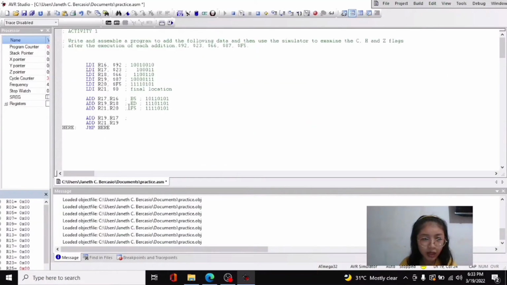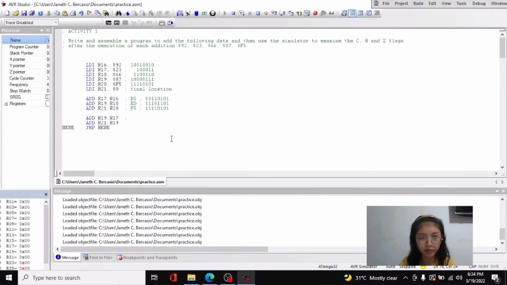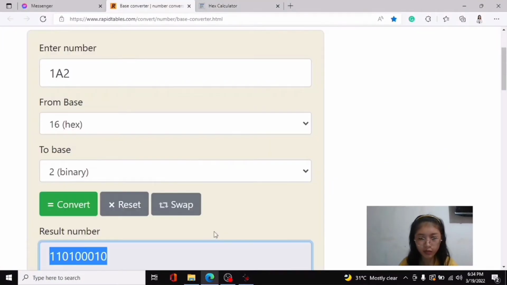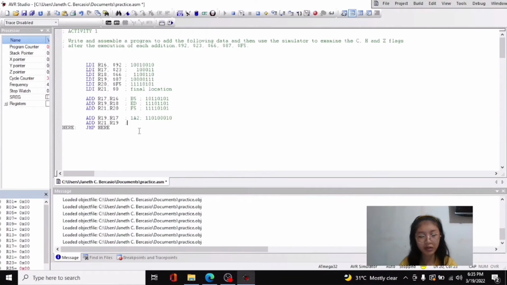now we will be adding R17 and R19. So B5 plus ED, the answer is 182. Adding 182 to F5, the answer would be 297. Now let us simulate and then examine the CHZ flags after execution of each addition.